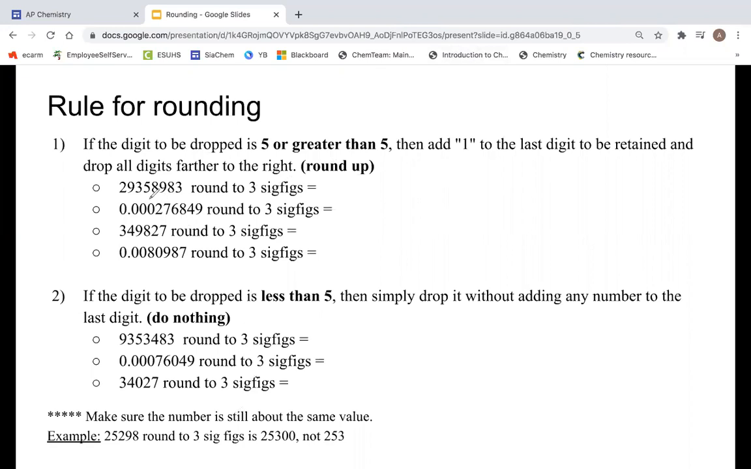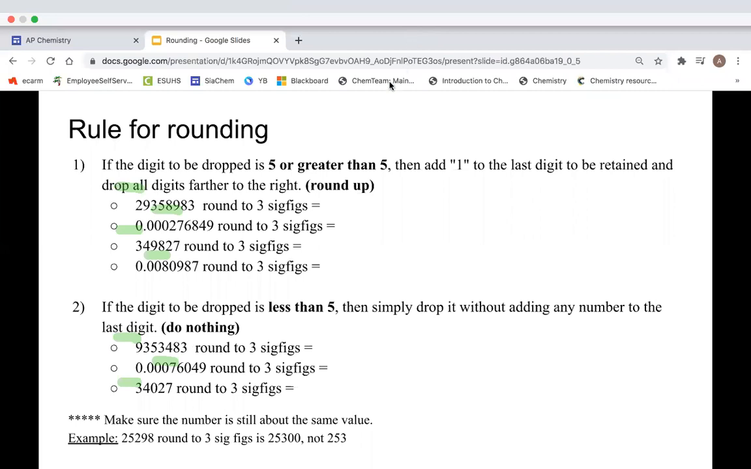First thing first, I'm going to figure out the digit to be dropped and the digit that you want to retain. So first, I'm going to look for only 3 significant figures. 1, 2, 3, that's my 3 sig figs. I'm just going around finding the 3 sig fig numbers. Okay, so these are the 3 sig figs.